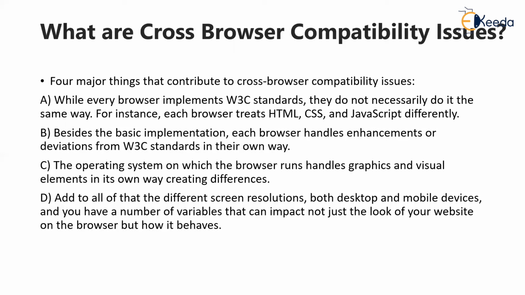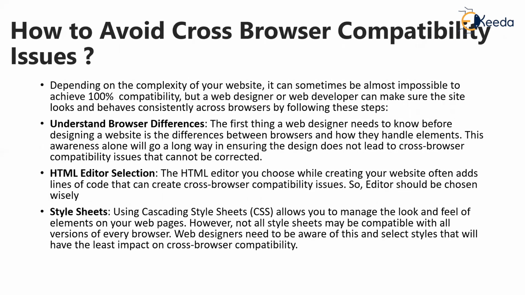Adding to all of that, the different screen resolutions, on desktop and mobile devices or any other device you are using to access a browser, give you a number of variables that can impact not just the look of your website on the browser, but also how it behaves. So these are the major cross-browser compatibility issues. Now, how can these be avoided? Or we can say, what are the ways to avoid cross-browser compatibility issues?